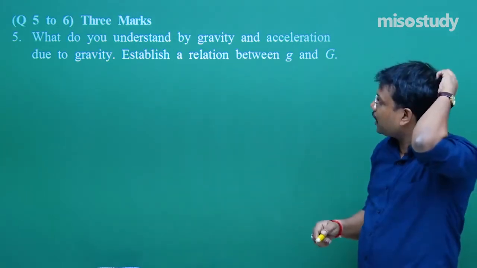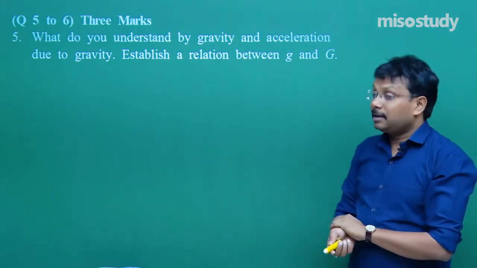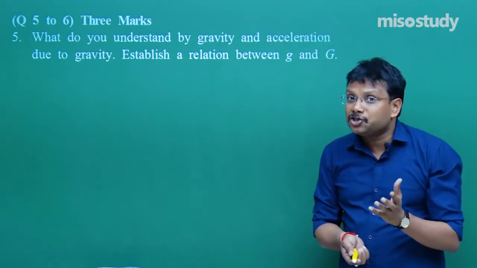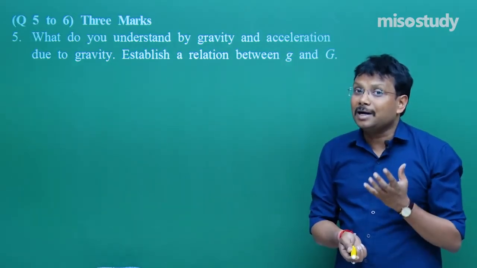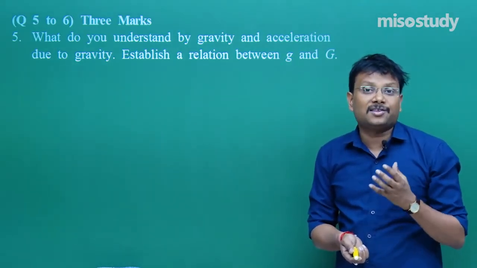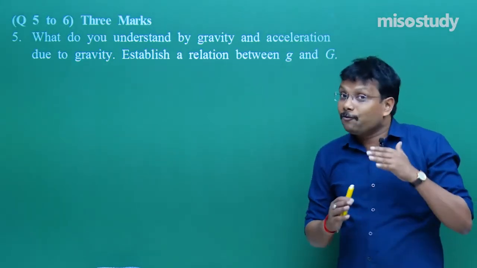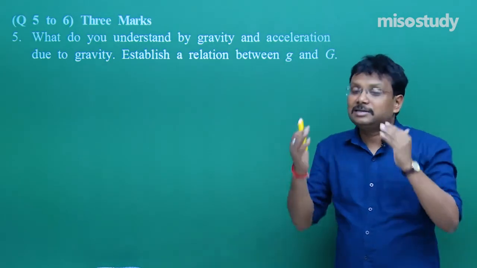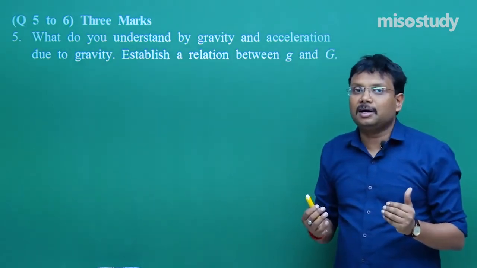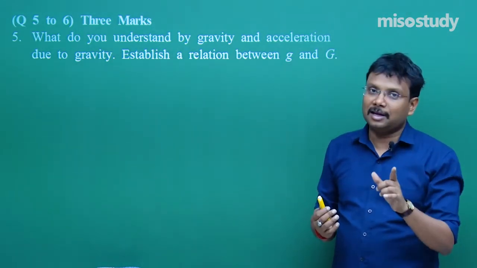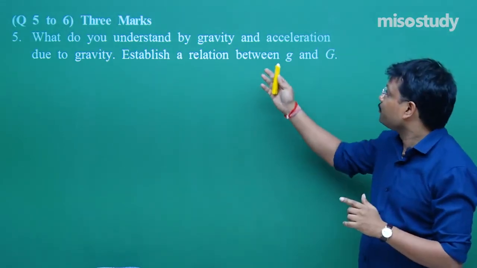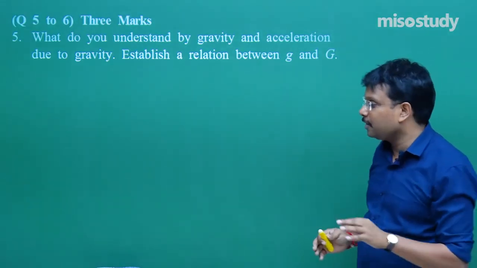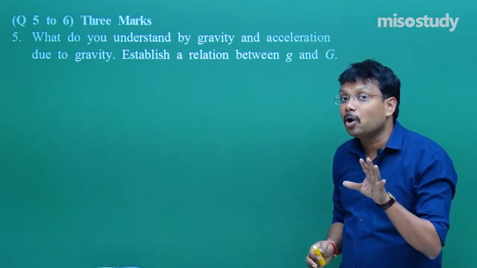So once more, what you should write down, first line: the tendency or nature of the earth to attract each and every object towards its center is gravity. And the force that comes into picture because of this gravity attracts the object towards the center. Because of that, the acceleration defined as the acceleration due to gravity is represented by small g.